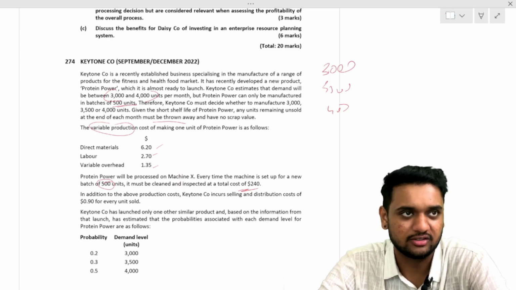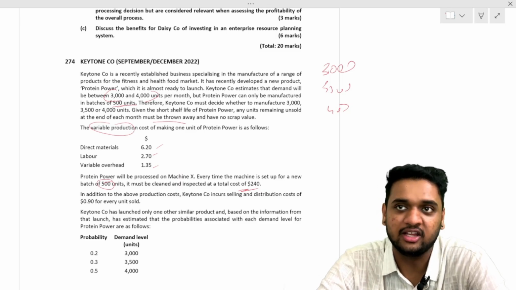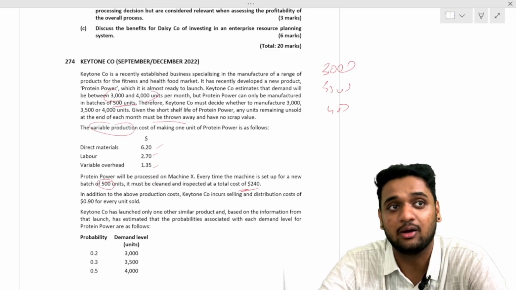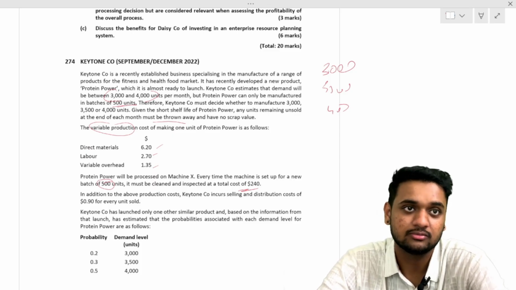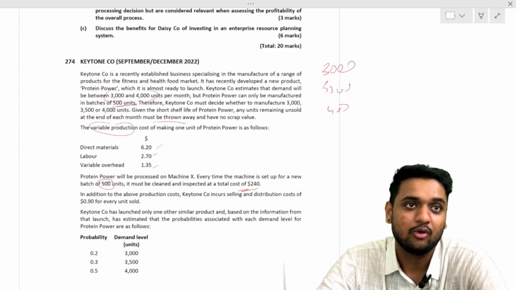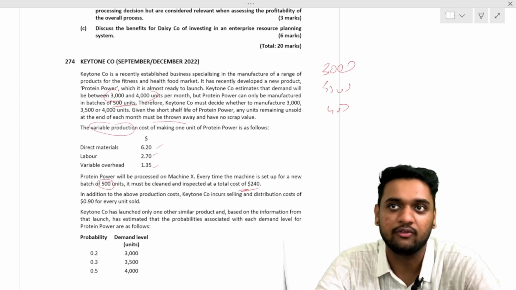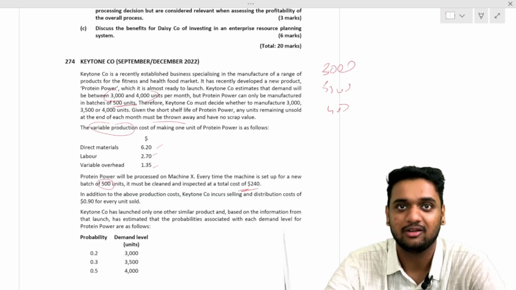We can call it a fixed cost. If we are manufacturing 3000, we can call it a fixed cost. What is the other name we can give to it? We've done a question on this also. When fixed cost keeps on increasing, what do we call it? Step fixed cost. It looks like a step now.